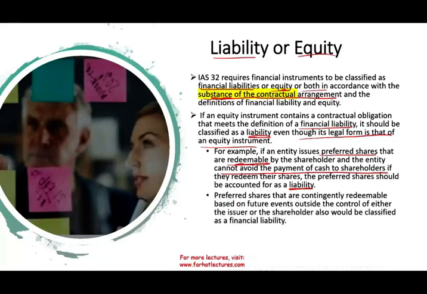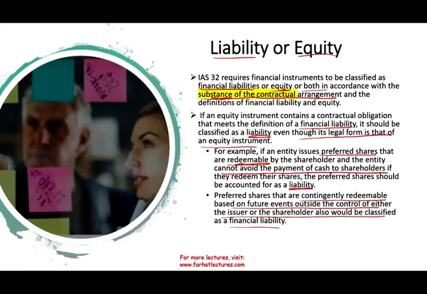Preferred shares that are contingently redeemable based on a future event outside the control of either the issuer or the shareholder would also be classified as a financial liability. Sometimes it's a preferred stock, but it's redeemable if something happens. So if something happens, I have the right to go back and get my money back. Well, guess what? That's not stocks. This is not how equity works. Equity, basically, once you make that investment, that's your investment. You can't go back to the company and say, I want my money back, because you did not lend them the money.